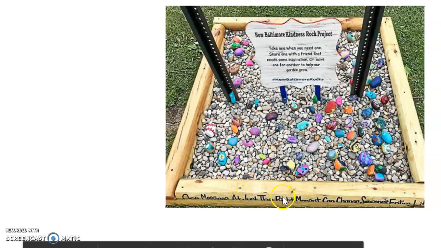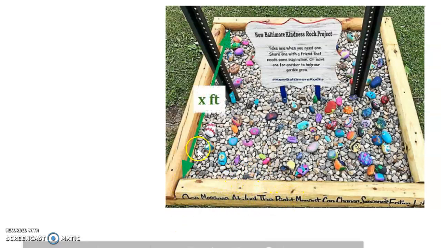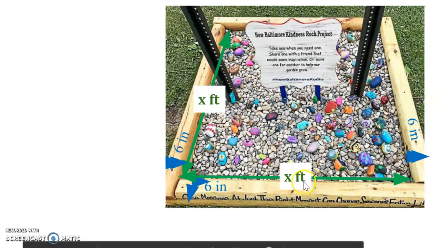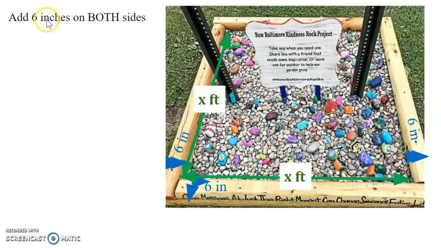Here we go. Okay, this is a picture of a rock garden. So I am going to call one side length x foot, the other side length x foot. I am told that the frame is going to be 6 inches wide and it's going to be covering all 4 sides. So what is the total length? To figure out the total length, you're going to have to add 6 inches on both sides. So that means you have x plus 6 inches plus another 6 inches. 6 inches plus 6 inches is 12 inches, and 12 inches is the same as 1 foot. So I'm going to convert that into foot, x plus 1 foot, because the area is measured in foot squared.